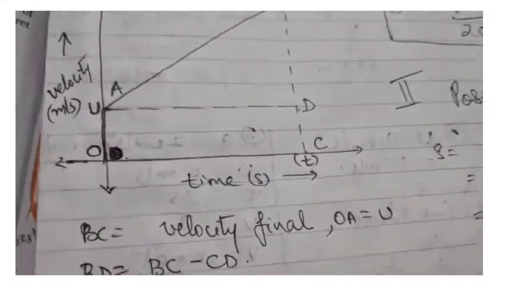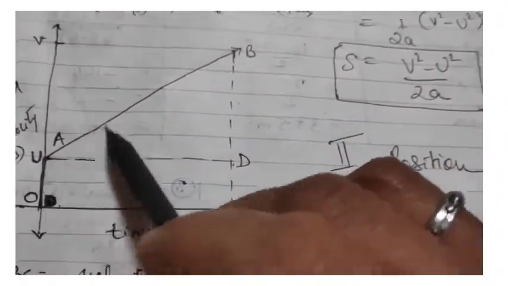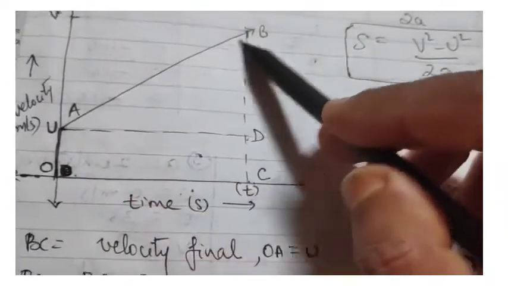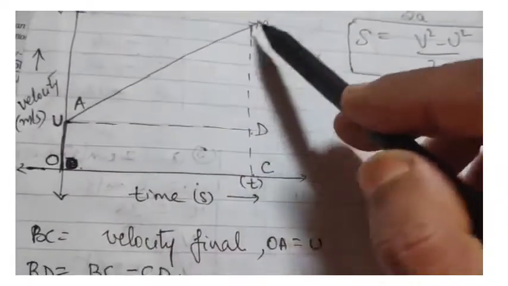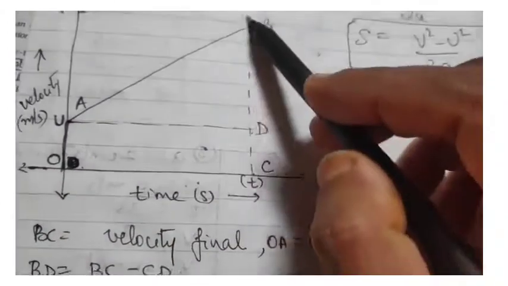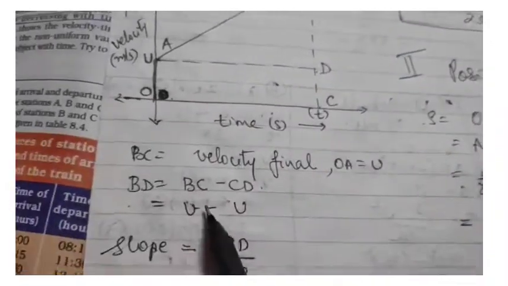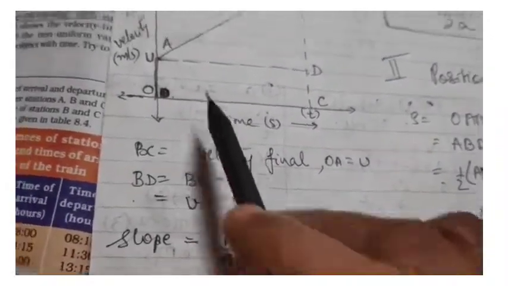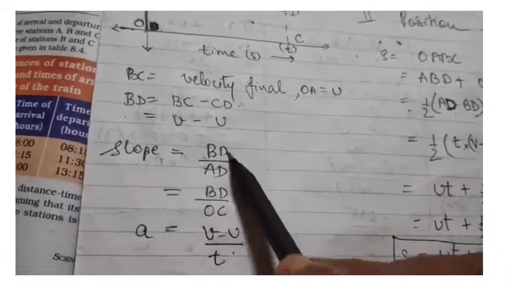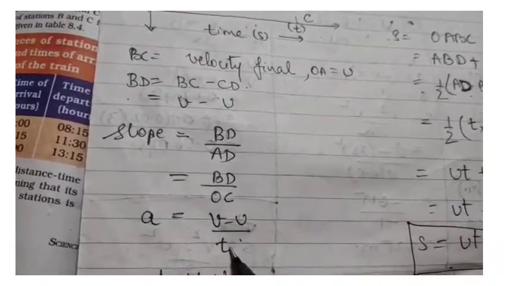So now in this part, if you remember, in the previous video I told you the slope of the velocity time graph gives you acceleration. So this is the slope AB. So slope AB will be equal to BD upon AD. Am I correct? BD upon AD. The BD will be equal to what we wrote? v minus u. AD will be equal to what? It is equal to OC, that is t. So BD upon AD is BD upon OC, that will be v minus u upon t.